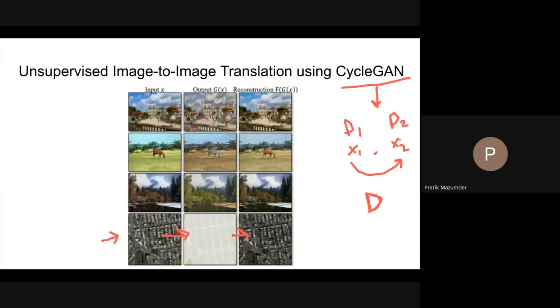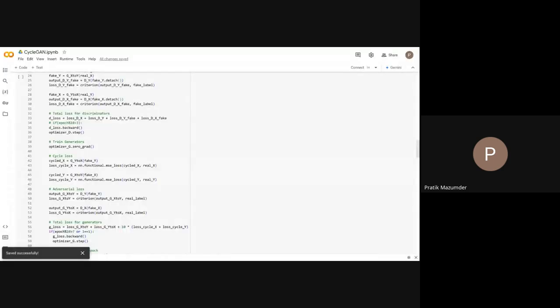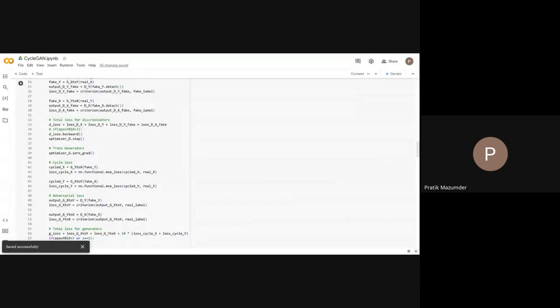Okay. So this is one example which I thought I should show you. It's a very dumbed down example of a CycleGAN so that I can run it locally without much resources.